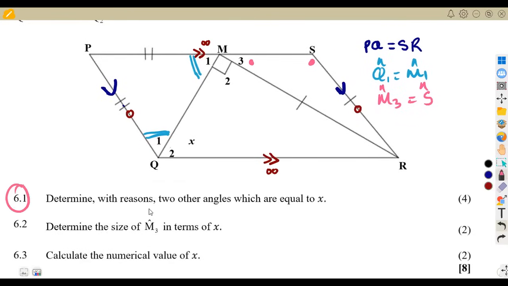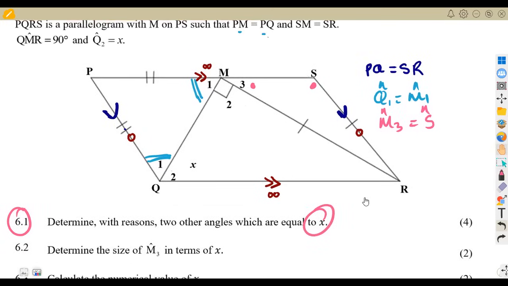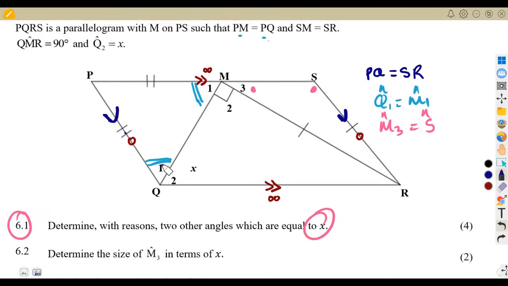All right, determine with reasons two other angles which are equal to x. All right, so we need angles that are equal to x. And as you can see, we've got our x here. This is our angle x, which is at angle Q2. All right, so we need other angles equal to x.